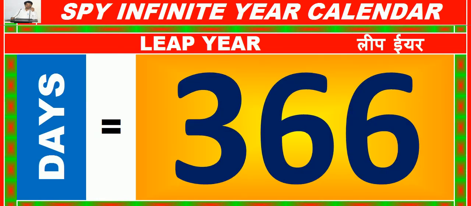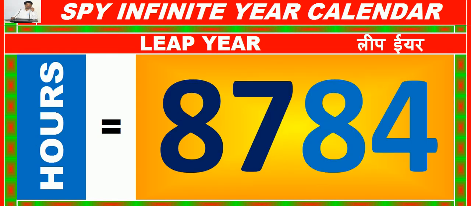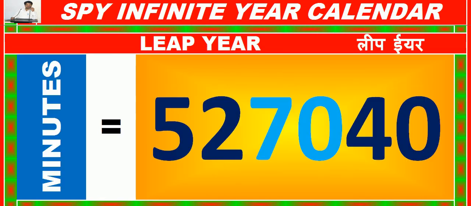Leap year is equal to 366 days. Leap year is equal to 8,784 hours. Leap year is equal to 5,27,040 minutes.